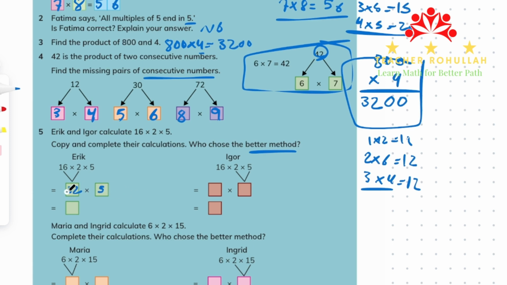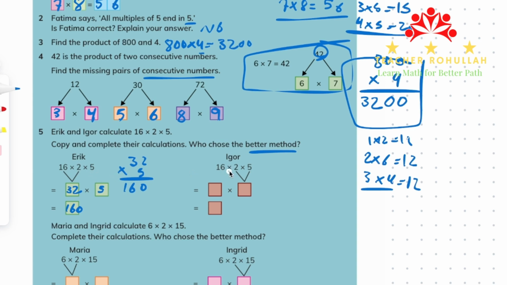So to find out the product of 5 and 32, we have to do a calculation. In this case we can write 32 times 5. 5 times 2 is 10. 5 times 3 is 15. And 15 plus 1 is 16. So the answer is 160. This is how Eric found the answer.